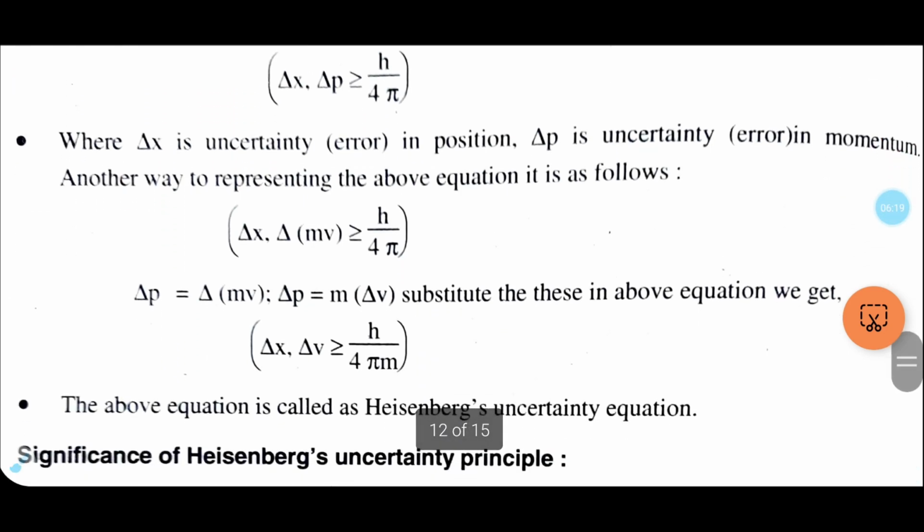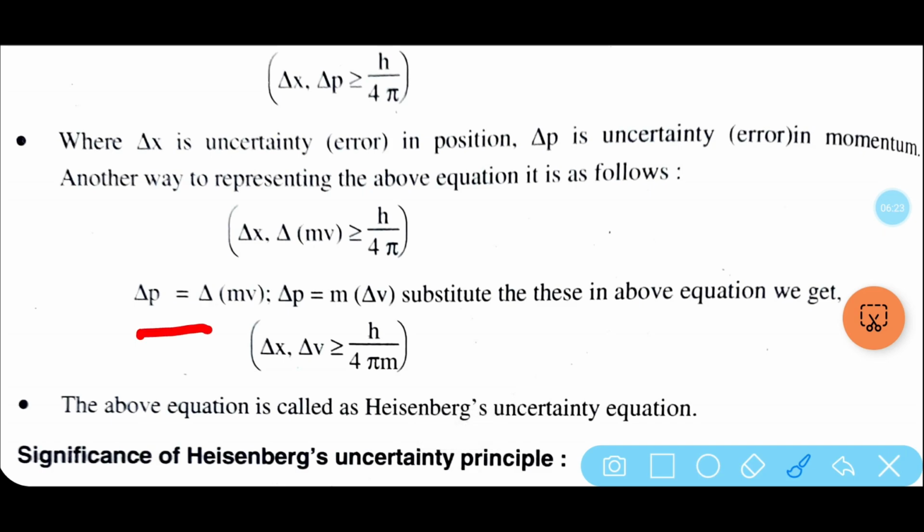Now delta p is equal to delta m into v, and that value of delta p we put in this equation, so we get this other equation. So delta p is equal to, here we have, m into delta v.